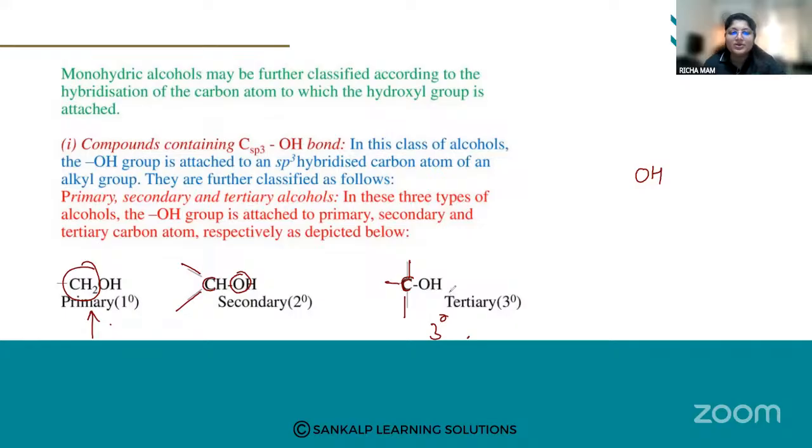So based upon the carbon to which the OH group is attached, it is classified as primary, secondary, or tertiary. Here the OH group is attached to a carbon which is attached to only one carbon atom. Here the OH is attached to a carbon which is further connected to two other alkyl groups.